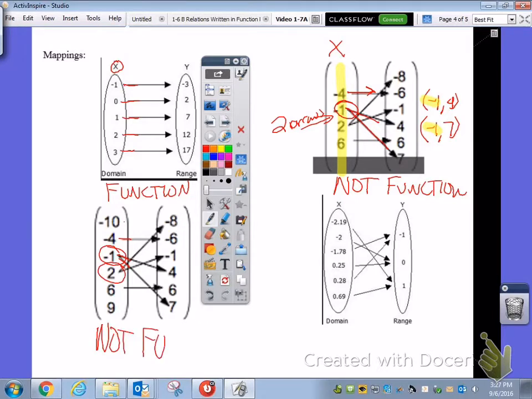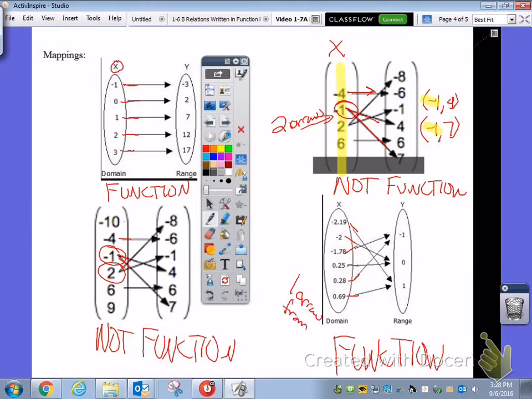Remember, I'm not looking at the y's, I only want to look at the x's. And then the last one has 1 arrow, 1 arrow, 1 arrow, 1 arrow. So this is a function. If it only has 1 arrow from each x, then it is a function. Okay? 1 arrow from each x. Then it's a function.